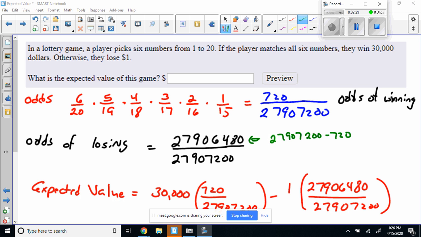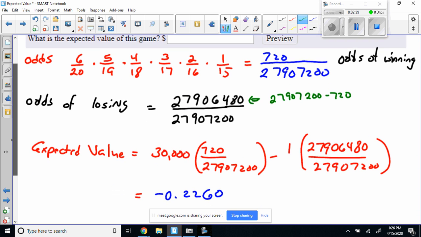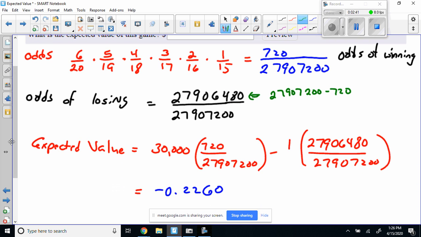So this one is based off of odds. What are my odds of winning? It's a little bit different than probability. It's still probability, but it's odds, right? I don't know how to explain that to clear that up, but just look at it. So here's 30,000. Here's my odds if I win, right? Minus my dollar, right? Because I lose $1 if I don't win, right? And there you go.